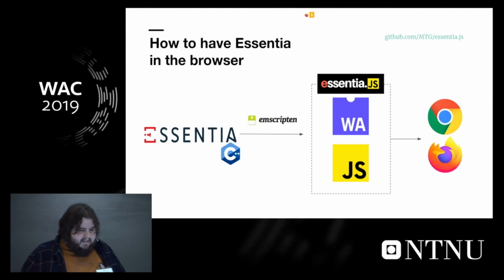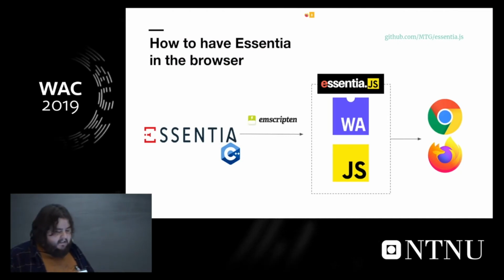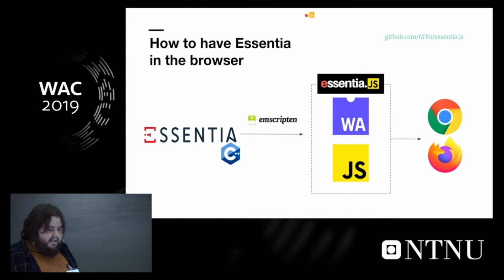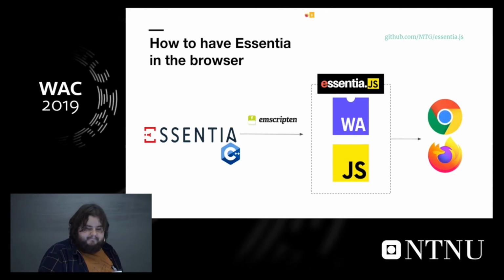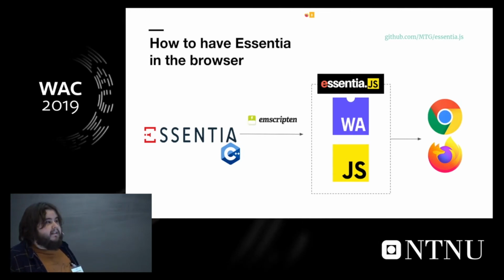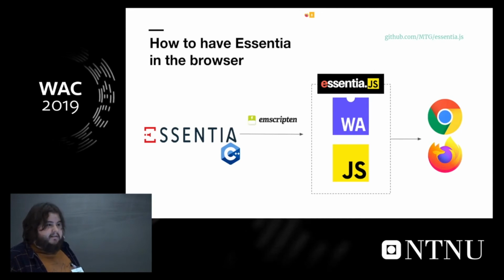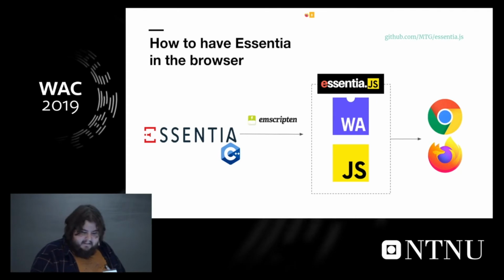So now I'm going to explain how to have Essentia in the browser. Mainly, Essentia is C++ code, like I was saying. So we have to compile it with Emscripten. And with this, we will have WebAssembly binary code and this JavaScript glue code that we can then import into the browser and work with.